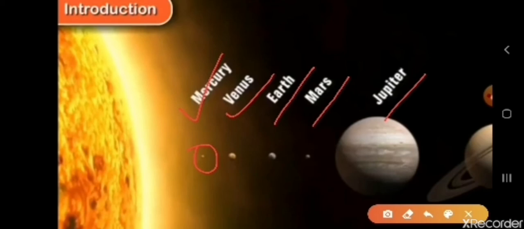Children, Jupiter is so big that all the planets of the solar system can fit inside it together. So, children, it occupies the fifth position in the solar system, and it is the largest planet. It is so large that it can hold all the planets of the solar system. So, children, you can imagine how big it is. So, children, this is the fifth planet of the solar system.